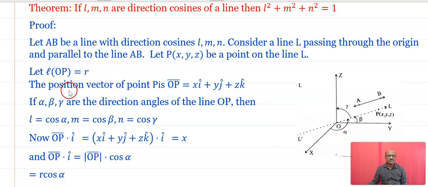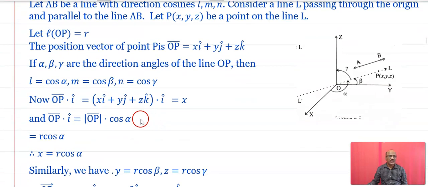The position vector of the point P is OP bar equals x i cap plus y j cap plus z k cap. If alpha, beta, gamma are the direction angles of the line OP, then L is equal to cos alpha, M is equal to cos beta, N is equal to cos gamma. Next, OP bar dot i cap is x i cap plus y j cap plus z k cap dotted with i cap, which equals x. Here i cap dot i cap is 1, i cap dot j cap is 0, and i cap dot k cap is also 0, so overall the product is x.